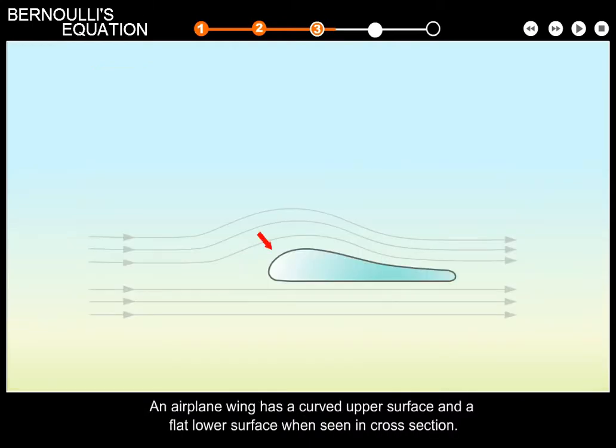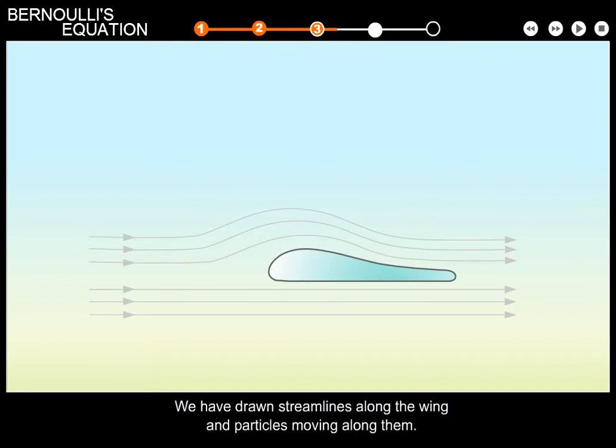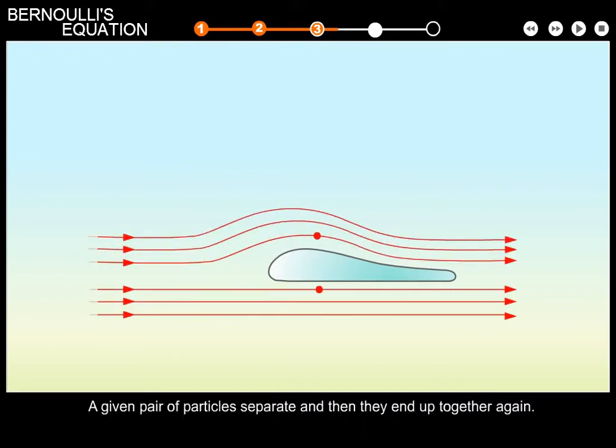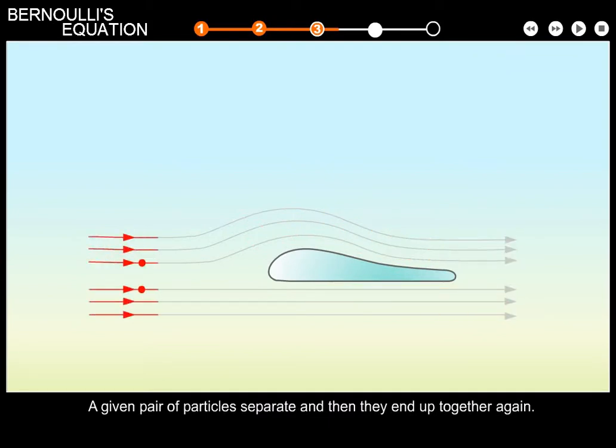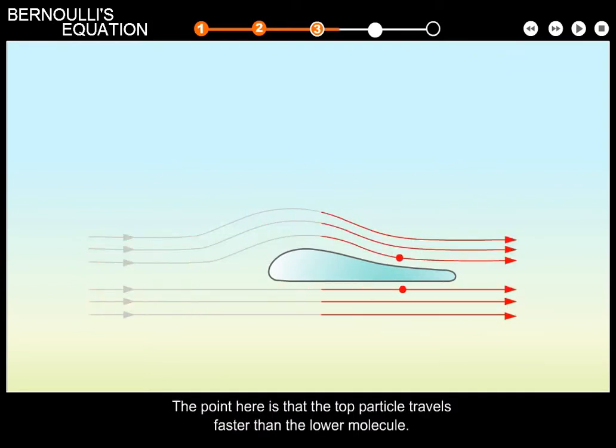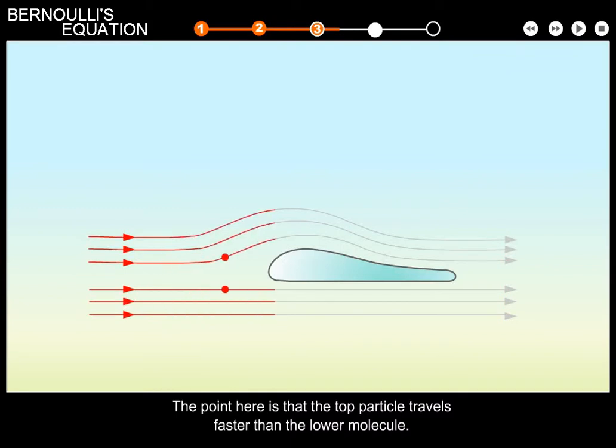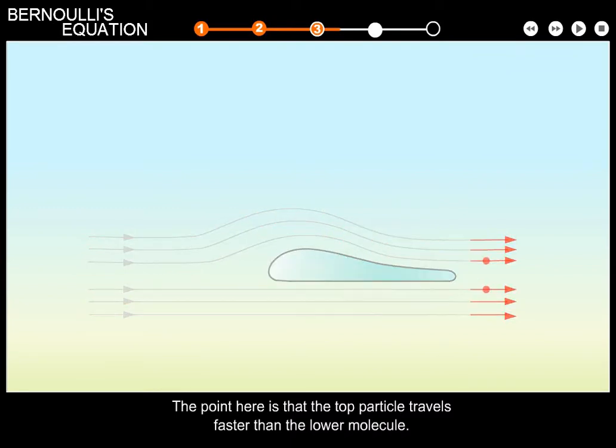An airplane wing has a curved upper surface and a flat lower surface when seen in cross-section. We have drawn streamlines along the wing and particles moving along them. A given pair of particles separate, and then they end up together again. The point here is that the top particle travels faster than the lower molecule.